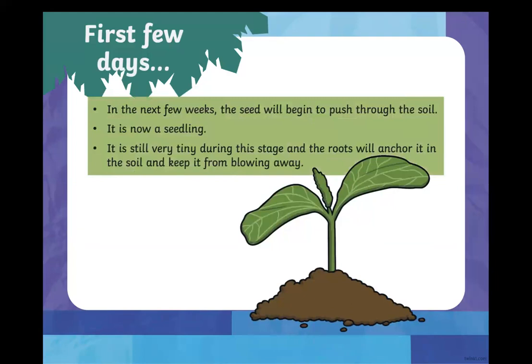The first few days, the seed is going to push through the soil. That's why, as I told you last week, when you plant seeds, you only put a thin layer of soil or dirt on top of it, because the seedling is going to push itself up and get some sunlight. Now, if it shows up like the one in the picture, it is a seedling. It is still very tiny during this stage, and the roots will anchor it in the soil and keep it from blowing away. Just imagine a plant that has no roots.